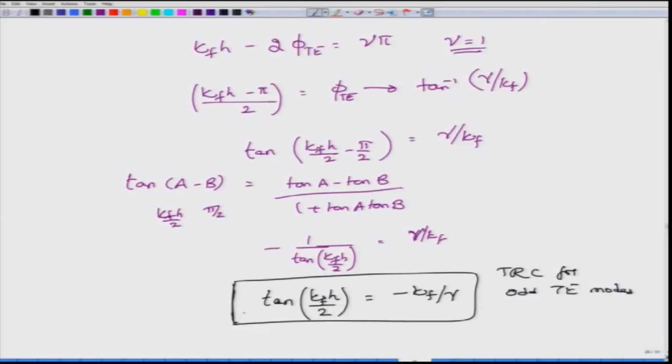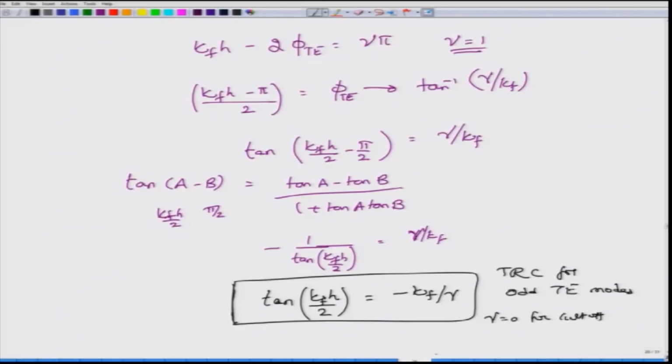But look at this expression again. Now, the cutoff condition remains the same. So, when I am considering the odd TE modes, the cutoff condition again means that gamma has to be set equal to 0 for cutoff. But the moment I set gamma equal to 0, while kappa f is a finite quantity, the right hand side of this expression becomes equal to infinity, right.